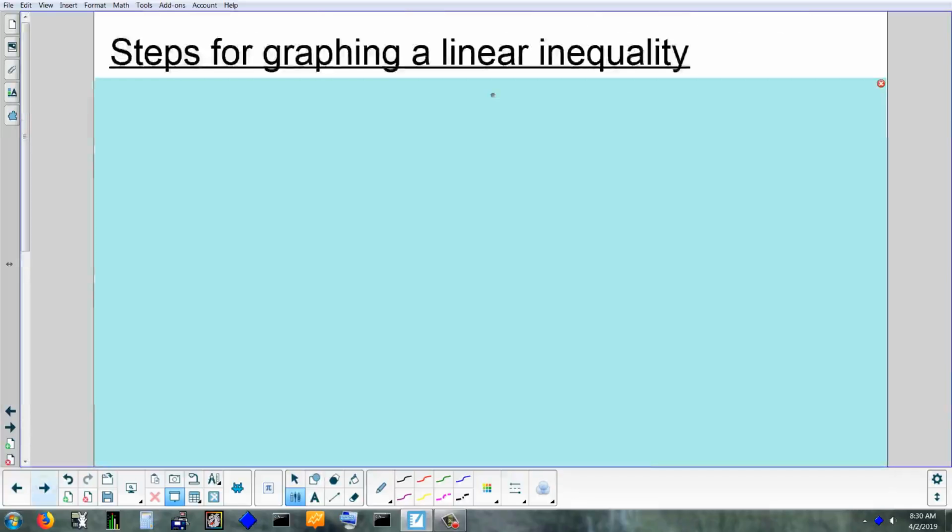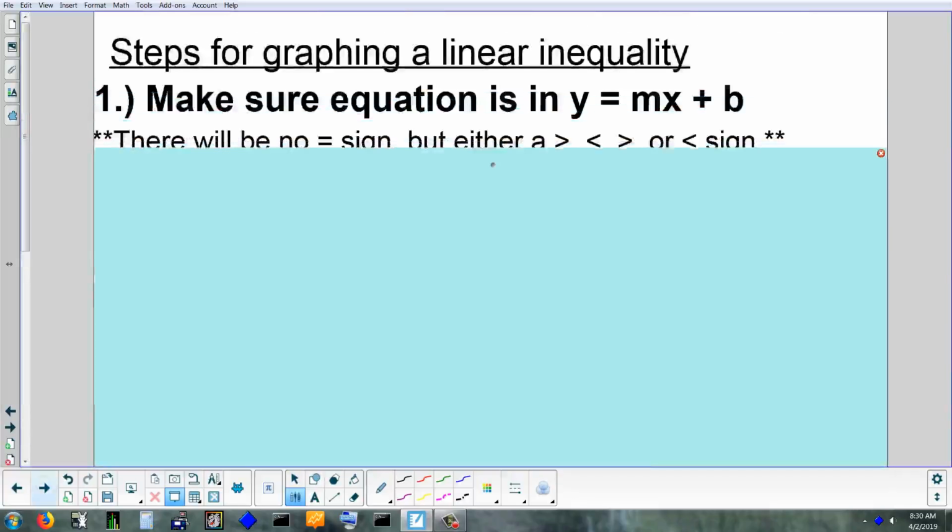So this is the stuff you want to write down, guys, on the front side of your notes. Just like when we did graphing in slope-intercept form, these are linear inequalities because of the signs. Remember we said there's no equal sign? We're going to put an inequality sign instead. That's what makes it an inequality.